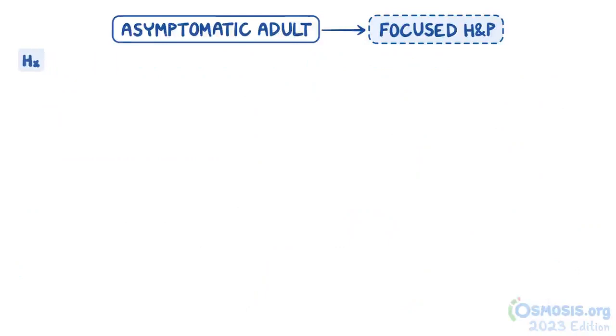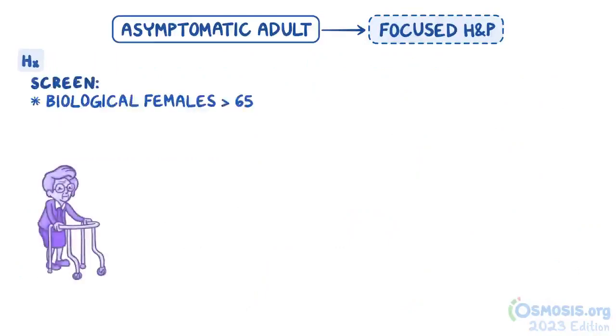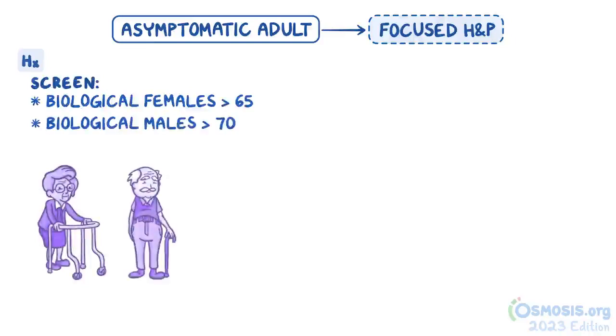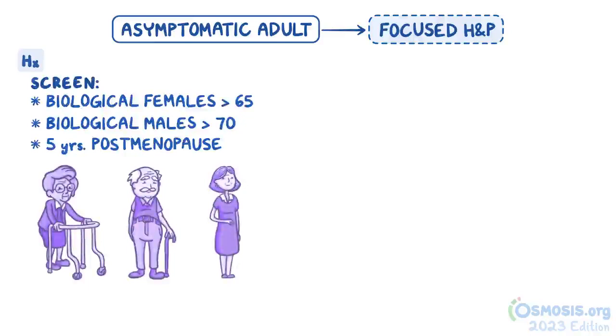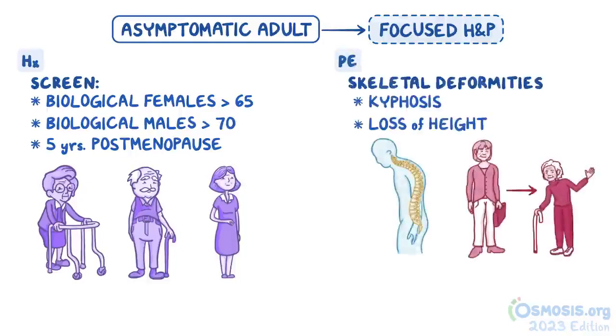Finally, regardless of risk factors, you should screen all biological females over 65, biological males over 70, and individuals who are 5 years post-menopause for osteoporosis. Additionally, physical exam findings might reveal skeletal deformities, such as kyphosis or loss of height.